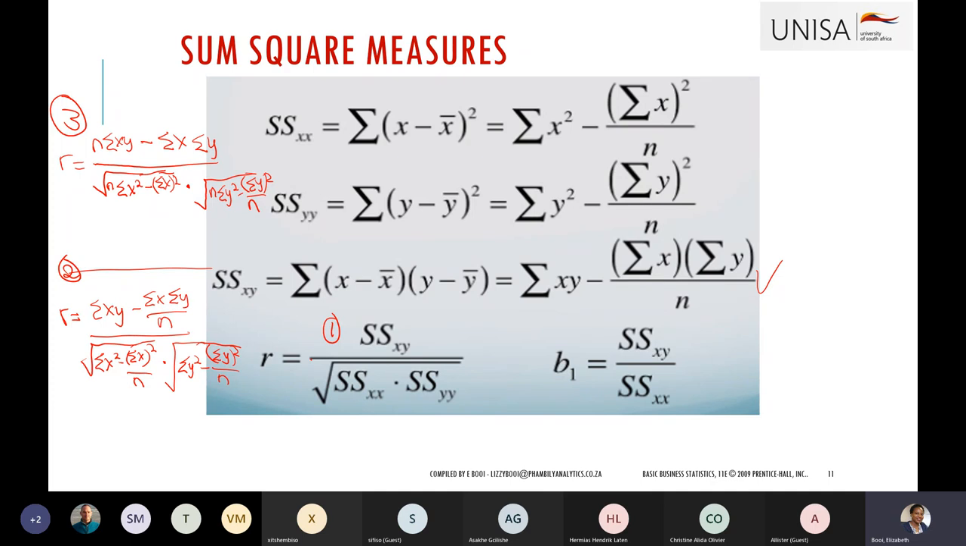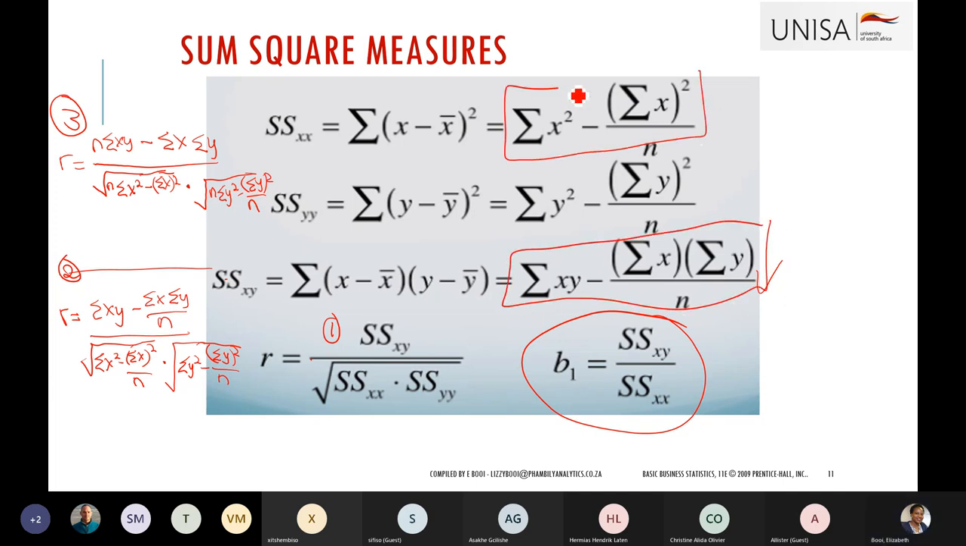Also, when we later do the regression line, there is a coefficient of the regression line called the slope. We can use the sum square measures as well to calculate the slope, because the slope is just your sum square measure of XY divided by the sum square measure of X. You will see when we do the activity and exercise later on.